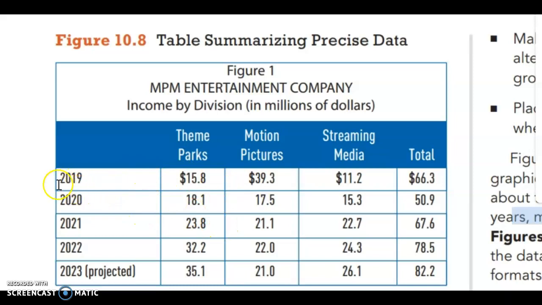So here we have 2019 to 2023. So we're putting them in chronological order here. Then over here we have our different entertainment companies. So you have theme parks, motion pictures, streaming media, and then the total. So we have clear headings in our rows and in our columns.